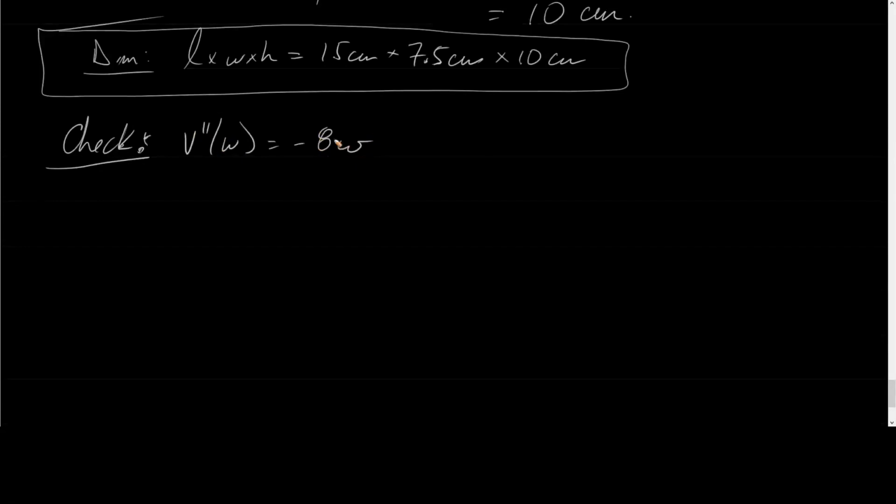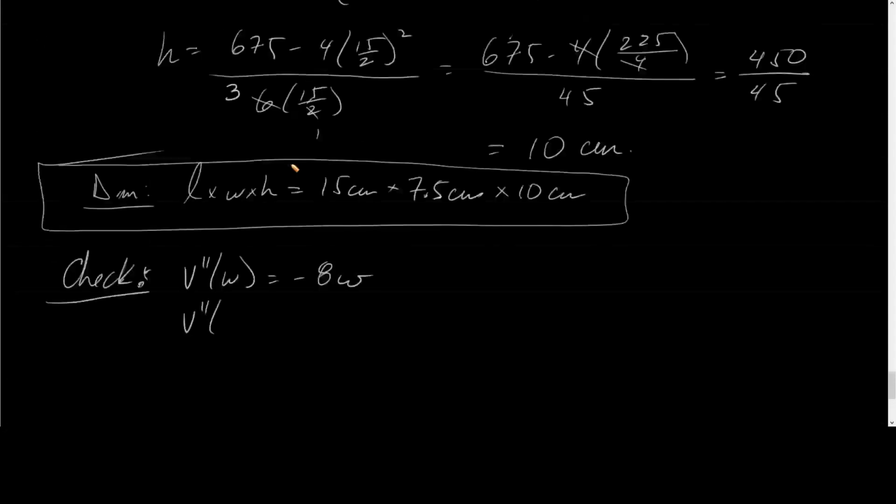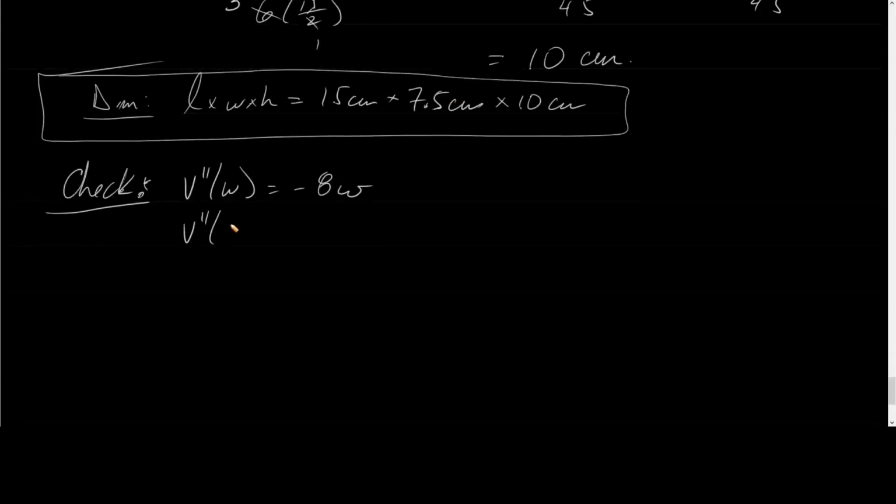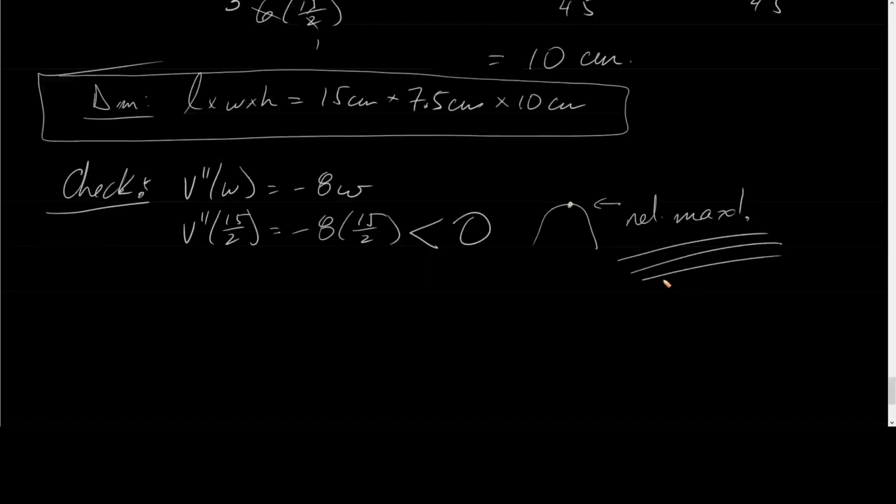Since w was, what do we have for w? 15 halves, right? The width, 15 halves. So if I plug in 15 halves, or 7.5, but I'll write it as 15 halves, and I plug it into here, it doesn't matter what the actual answer is. The point is that it's negative. It is less than 0. Because it is less than 0, we have a negative concavity, which is facing down like that, right? Which means that our critical value is a relative max, which is good, right? Because we were trying to maximize the rectangular solid.